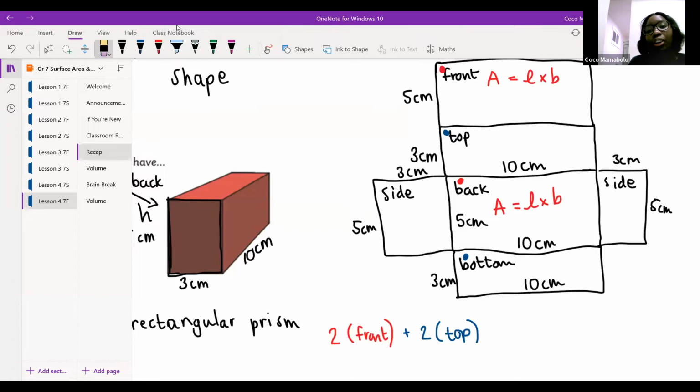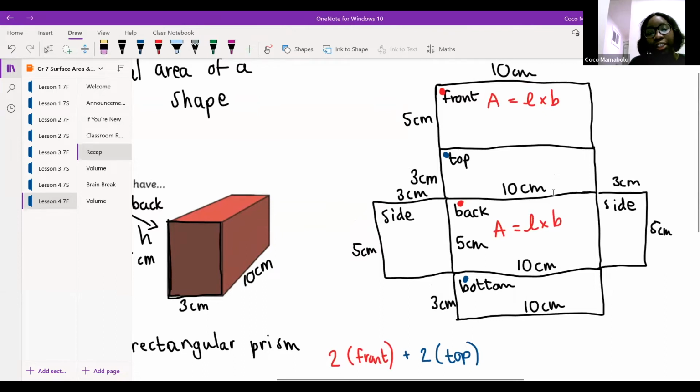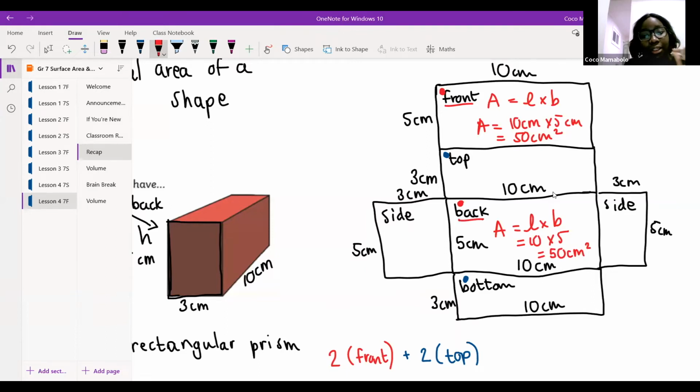All right, if we're calculating the area of the front, how much are we going to get? If we calculate the area of the front, we're going to get area is equal to 10 centimeters times 5 centimeters, and that's going to give me 50 centimeters squared. Now, if I calculate the area of the back, I'm going to get the exact same thing. 10 centimeters times 5 centimeters, which is equal to 50 centimeters squared.